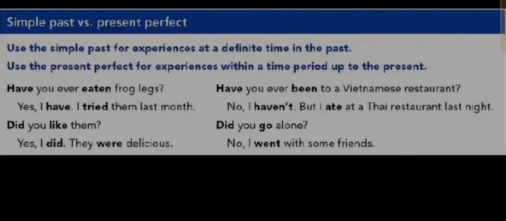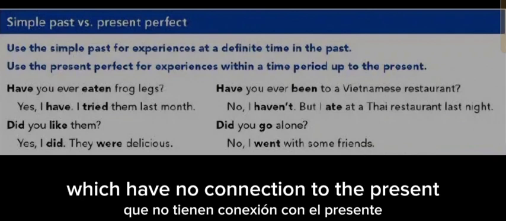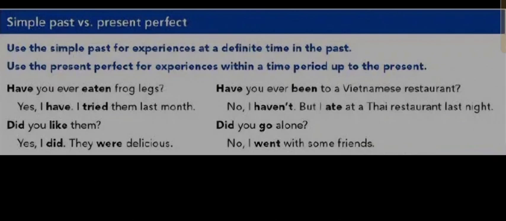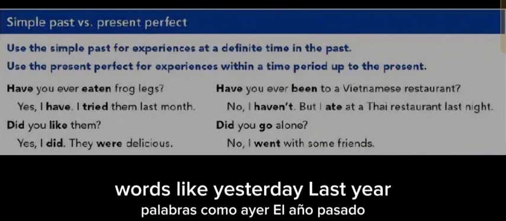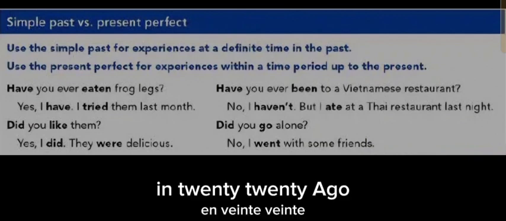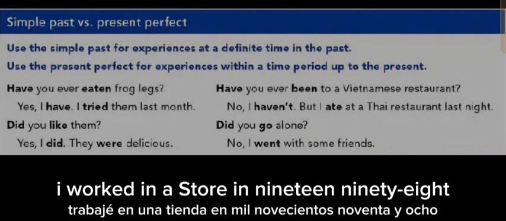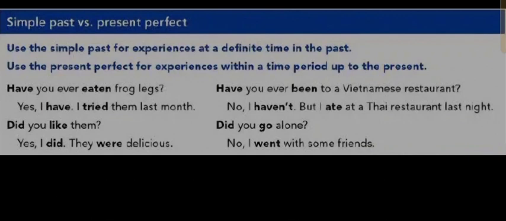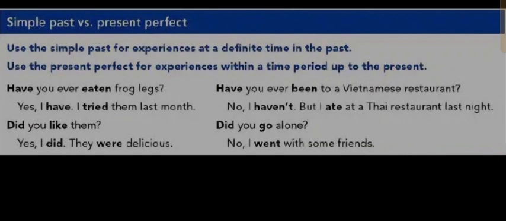Simple past. Use: used for actions completed at a specific time in the past, which have no connection to the present. Time markers: words like yesterday, last year, in 2020, ago. Examples. I worked in a store in 1998. They saw a movie yesterday.